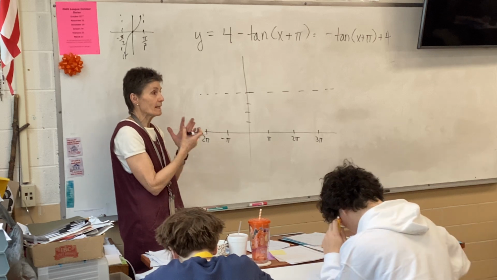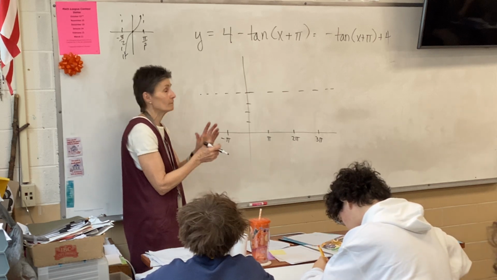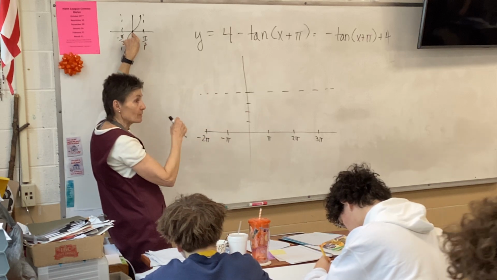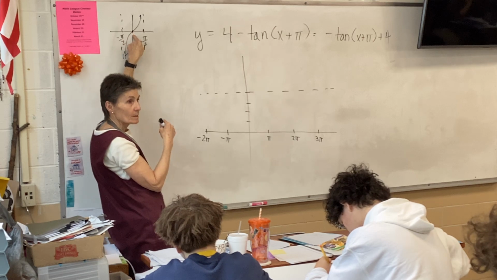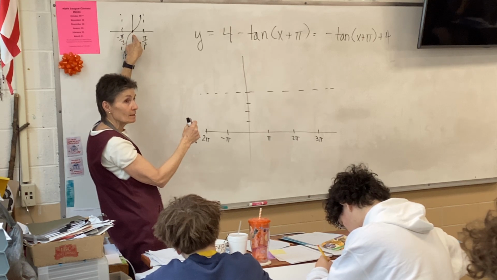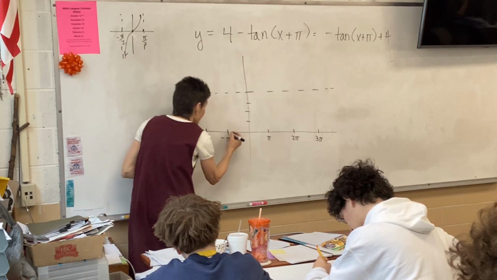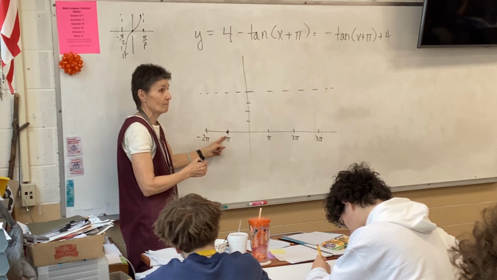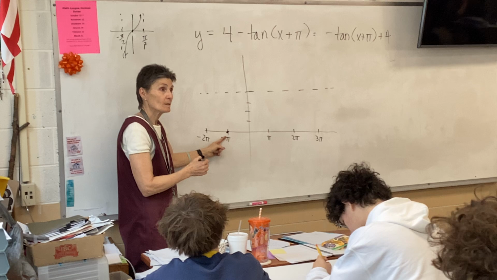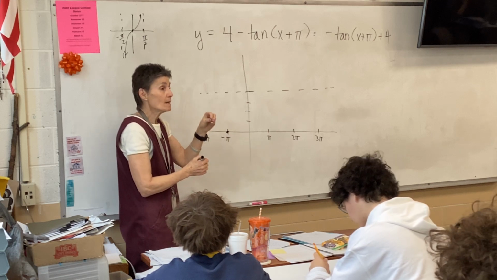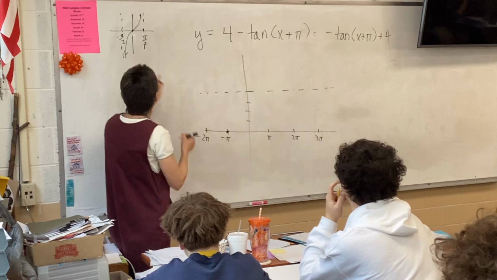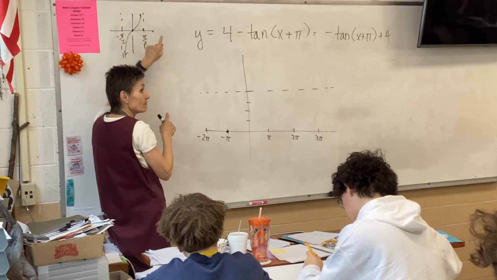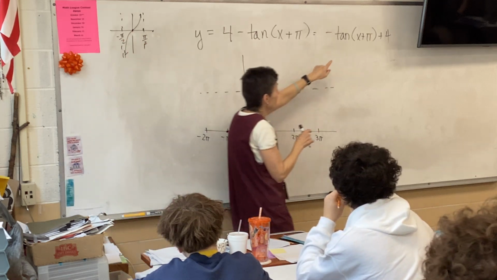Now, in a regular tangent curve, the 0 point, the origin, is the origin. That gets moved left pi. So now I've got my dot that was supposed to be at the origin is now here. You okay with that? Now, 1 period later, I only drew 1 period here, but 1 period later, there's another dot. So what is the period of this guy?